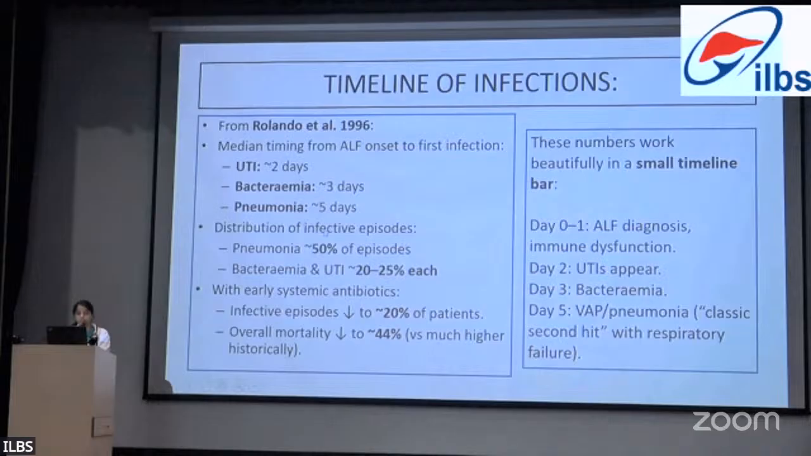So, distribution of infective episodes. Pneumonia is seen in 50% of episodes, and bacteremia and UTI in 20 to 25% each. With early systemic antibiotics, infective episodes were seen to decrease by 20%, and overall mortality also decreased to 44%.